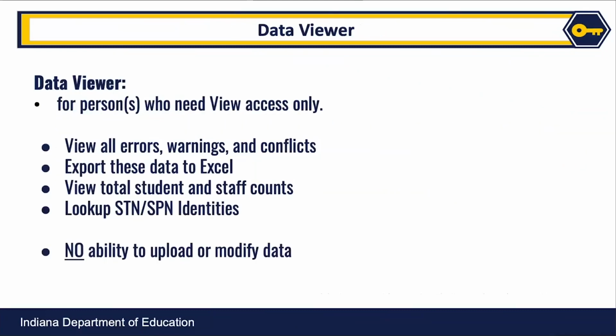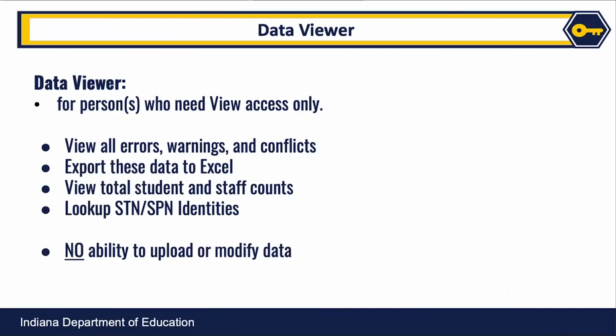The data viewer staff type will have the ability to review data across IDOE systems. For example, within the data exchange system, a user with this staff type will be able to view data validation results from either a template upload or direct flow of data from the student information system to the IDOE. These staff will have the ability to see all errors, warnings, and conflicts in the submitted data. They will have the ability to export this information to Excel for distribution to other staff for correction as needed.